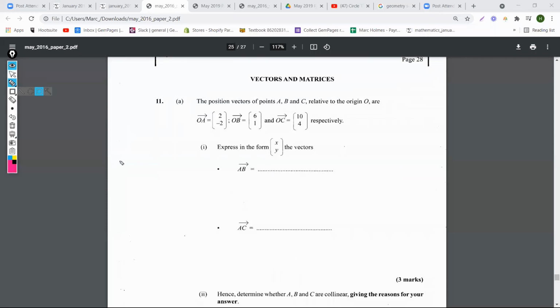Vectors and matrices. So it says here, position vectors of points A, B, and C relative to the origin are OA, OB, OC. So it says here, find AB, right? So let's just put a point here, guys. O, this is A, this is B, this is C. Cool. So remember, guys, this is how we always do it. It's the same thing every time for vectors. Vectors are kind of easy to me, but let's work it out. So O to A, O to B, O to C.